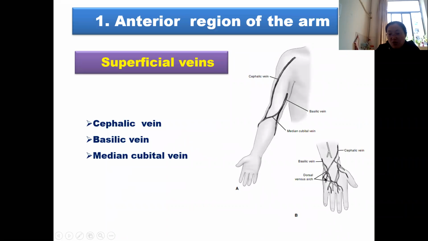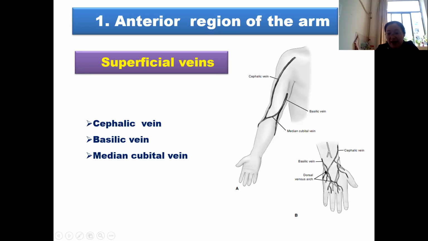This is the dorsal venous arch of the hand. From the lateral part, the capillaries unite into small veins, and these unite into the cephalic vein. The cephalic vein travels along this and then to the deltopectoral triangle and drains into the axillary vein.